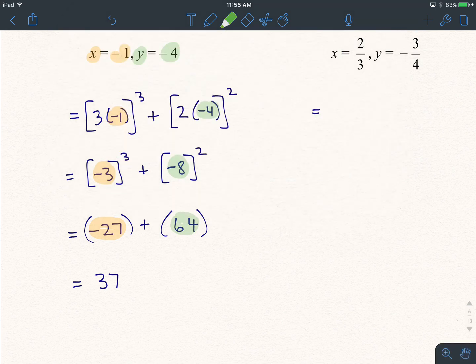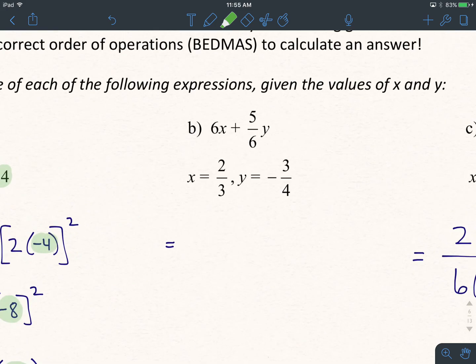Last step, no multiplication and division in this one. We're going to just be combining these with addition or subtraction. In this case, we're adding them, and -27 plus 64 is going to give us 37. So that's what we want to be doing. We want to be doing a substitution step, and then just continue evaluating as before, following BEDMAS. Let's look at our second example.